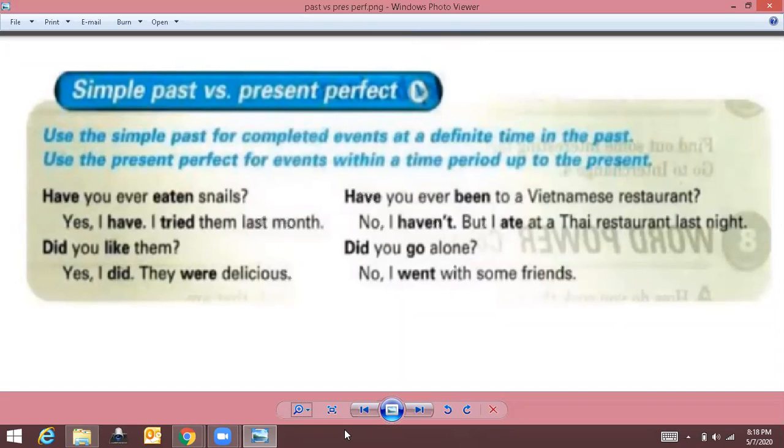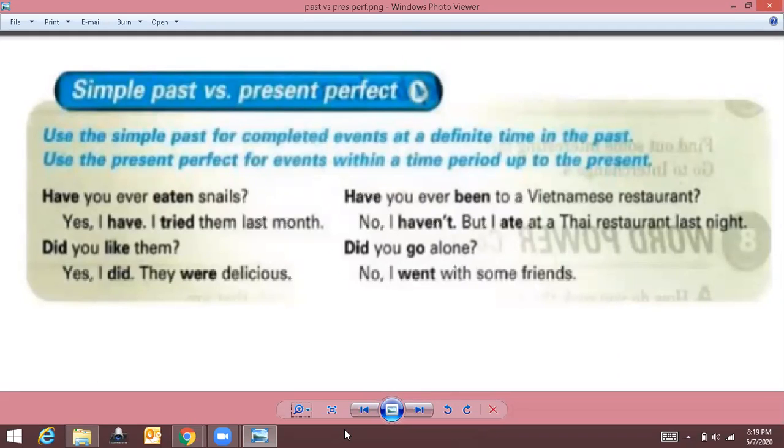All right, good. So the first question is very general. Have you ever been to a Vietnamese restaurant? No, I haven't. But I ate at a Thai restaurant last night. So the person that made the first question says, did you go alone? No, I went with some friends. So once again, if the information is very general, you're going to have to use present perfect. If you're going to be very specific, or you expect the other person to be very specific, you would ask questions in the simple past.